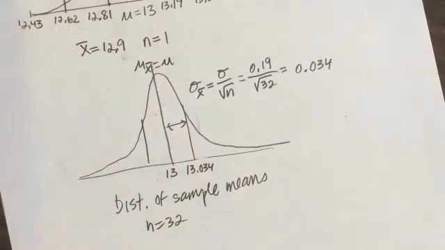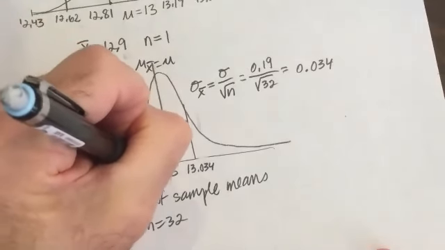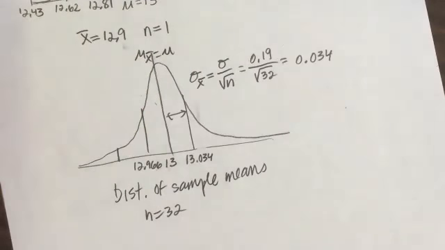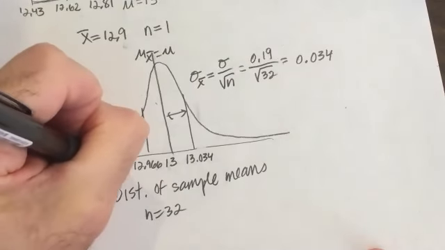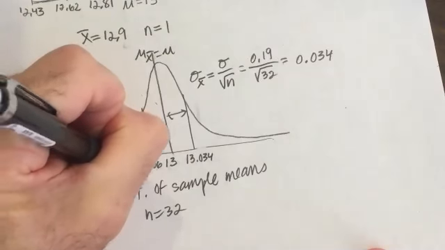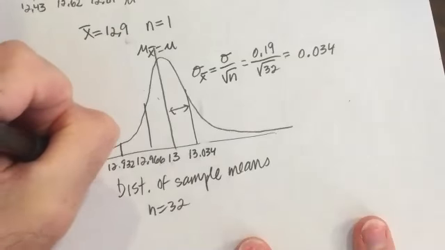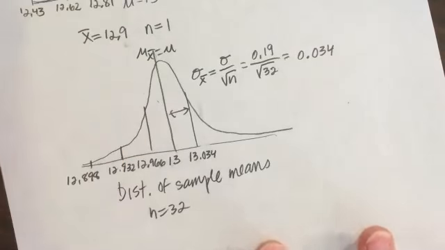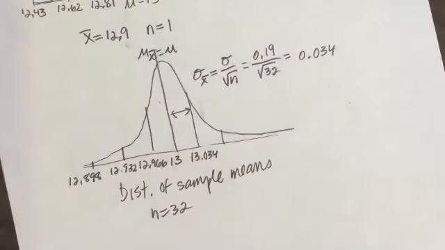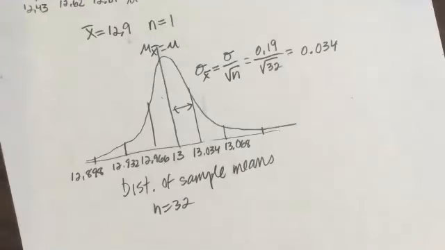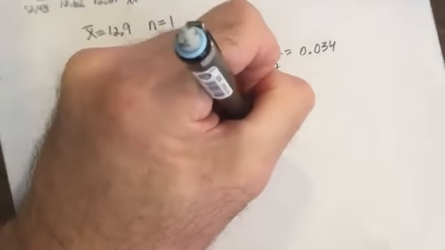If I go back the other way, I've got 13 minus 0.034, so at 12.966. And if I keep going, two standard deviations minus 0.034, I'm at 12.932. And if I subtract another one, I'm at 12.898. And then going this way, two standard deviations, 13.034 plus 0.034 more, 13.068, and three standard deviations plus 0.034 more would be 13.102.